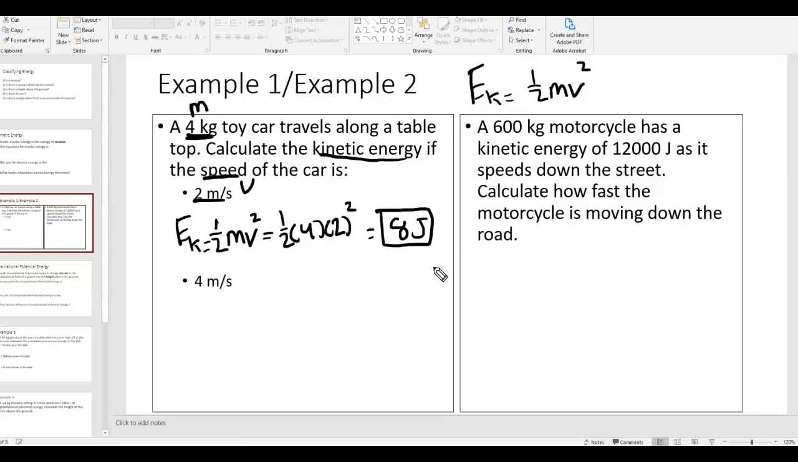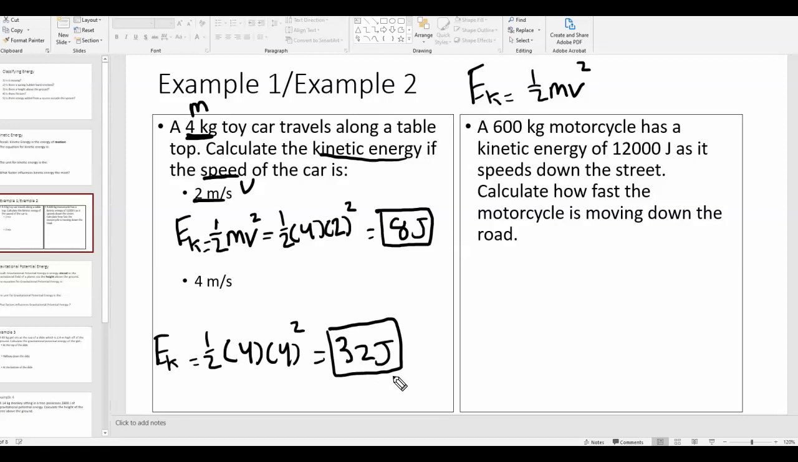Now, try to do the second part of example 1 on your own. Calculate the kinetic energy of the car if the speed of the car is 4 meters per second. Try to do that now. Now there's two ways you could do this. Either you could just plug in the new speed, so 1/2 times 4 times 4 squared. 4 squared is 16, multiplied by 4 is 64, and then half of that is 32 joules. That's the answer you should have gotten.